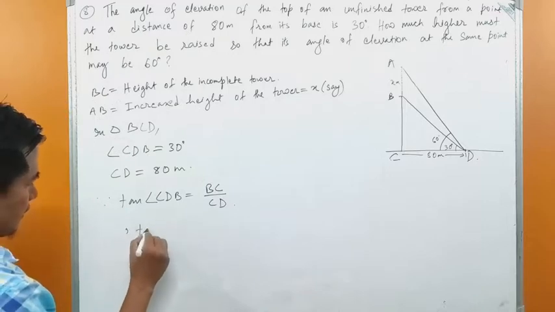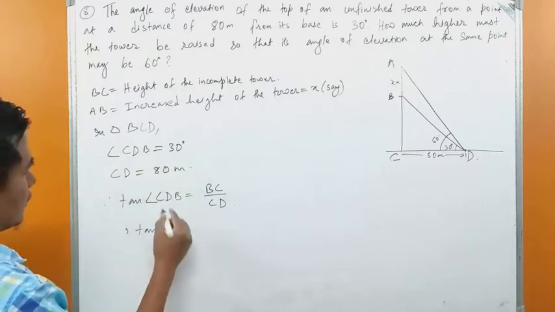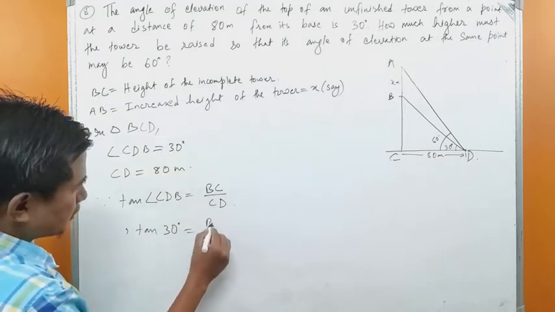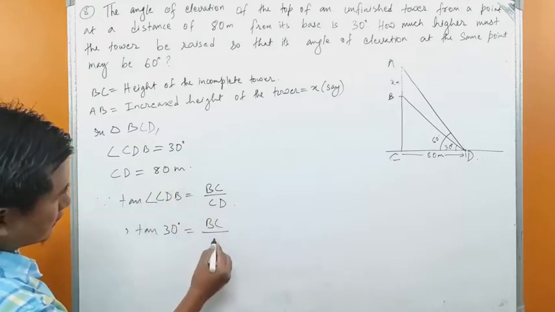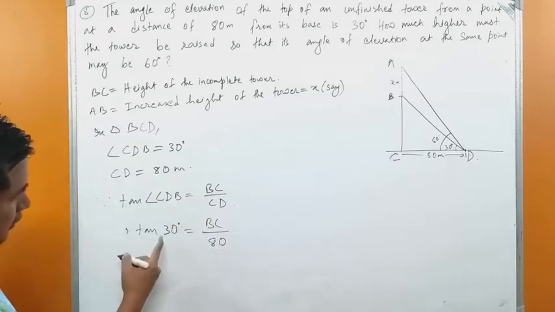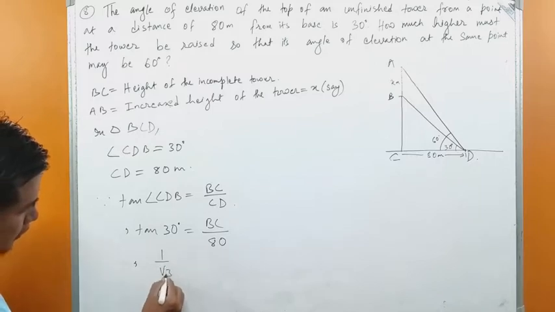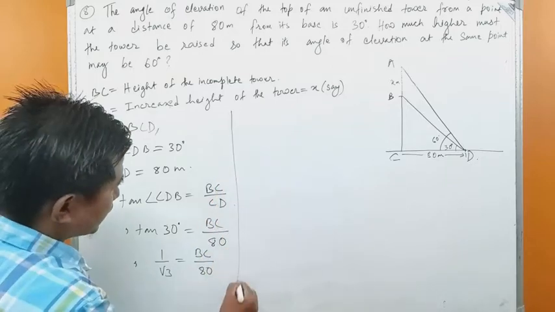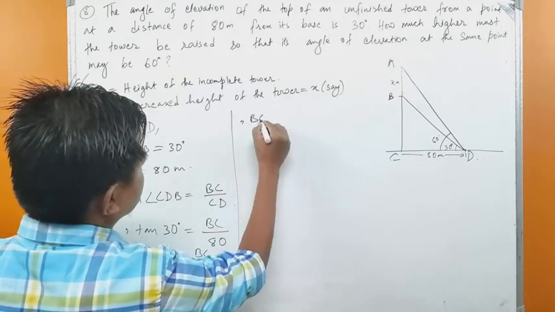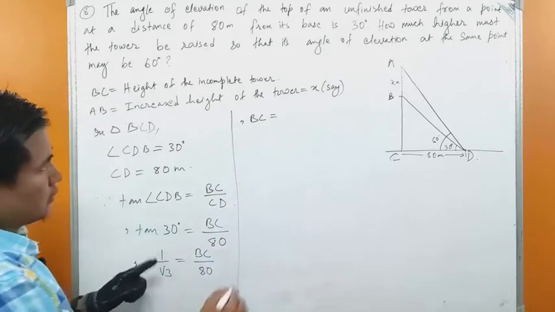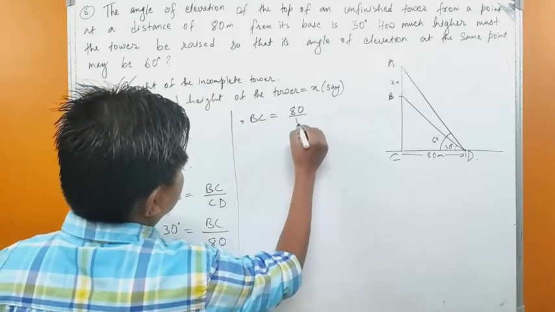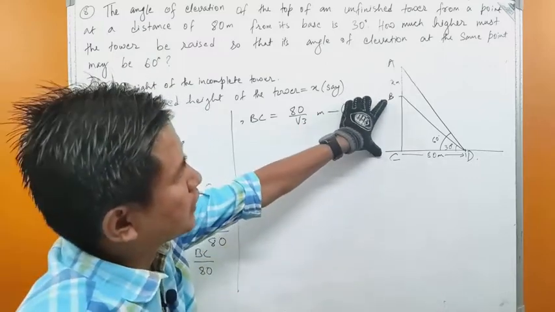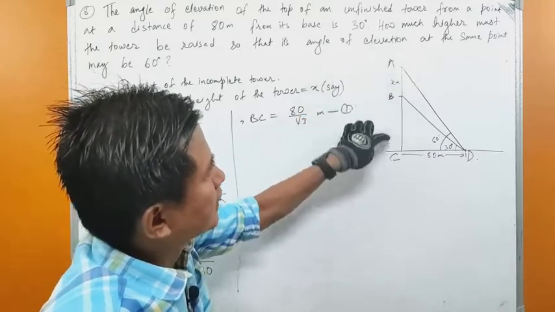So tan of angle CDB is 30 degree, equals BC, which is not given to us, so we write BC. CD is given to us, that is 80. So tan 30 degree is 1 upon root 3, equals BC upon 80. So BC equals 80 into 1, 80 upon root 3 meter. So this is equation 1. Okay, we found BC. Now we will find AC.